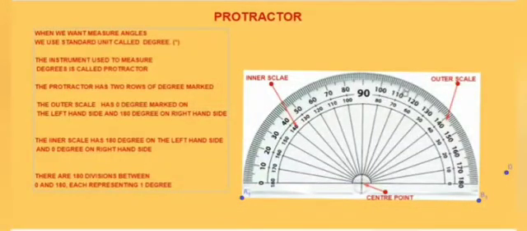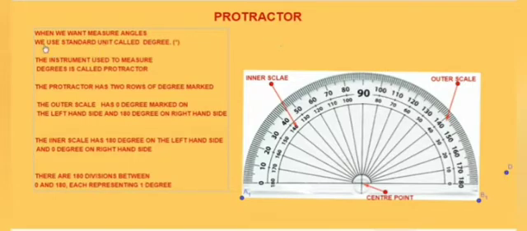Protractor. You can see this instrument inside your geometrical box. Okay. So, what is its use? It is used to measure angles.